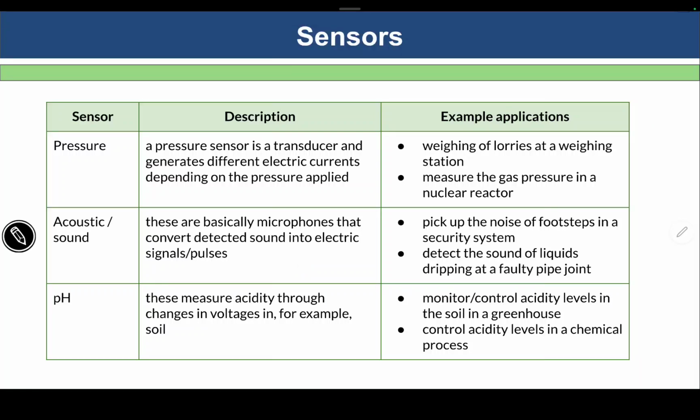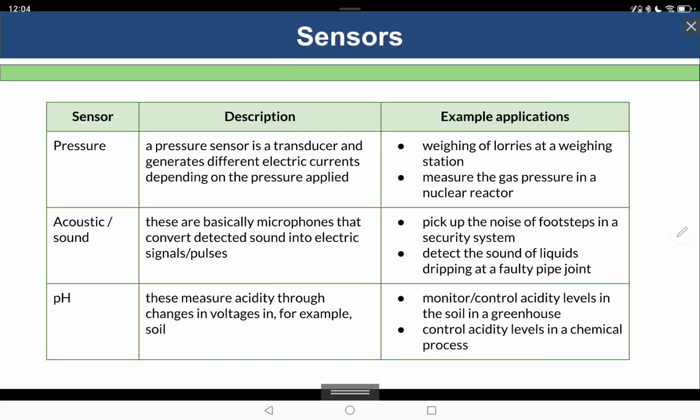Then we have pressure sensor. So the pressure sensor is a transducer and it generates different electric current depending on the pressure that is applied. So it is used to measure the amount of pressure that is applied. So it is used in applications such as weighing of lorries, measuring the gas pressure in a nuclear reactor.